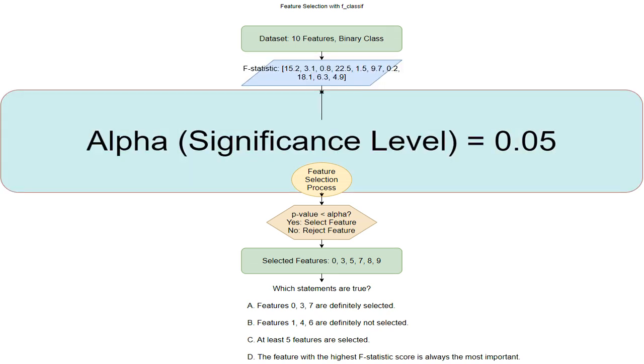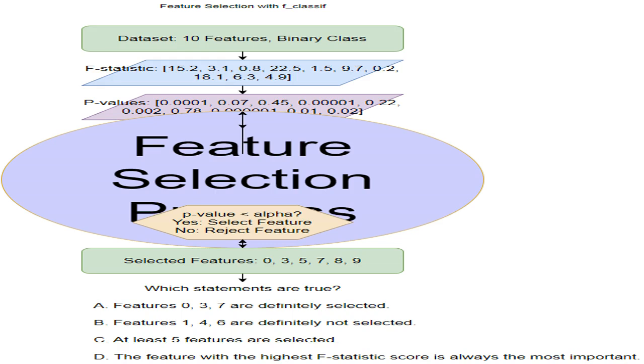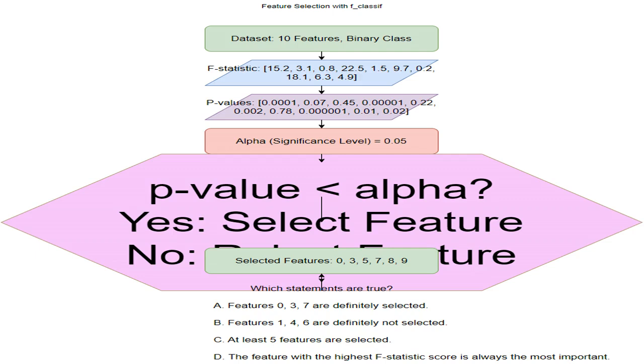I've set my alpha level to 0.05. This is the threshold I will use to decide whether to include each feature. If a feature's p-value is below this threshold, I'll deem that feature statistically significant and keep it. Here, I will compare each feature's p-value against my alpha level of 0.05. If the p-value is less than 0.05, I'll include the feature, otherwise, I'll reject it. After comparing the p-values to my alpha level, these are the features that are selected to include in the model.